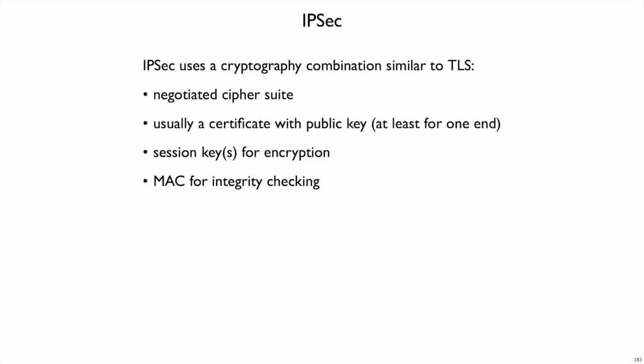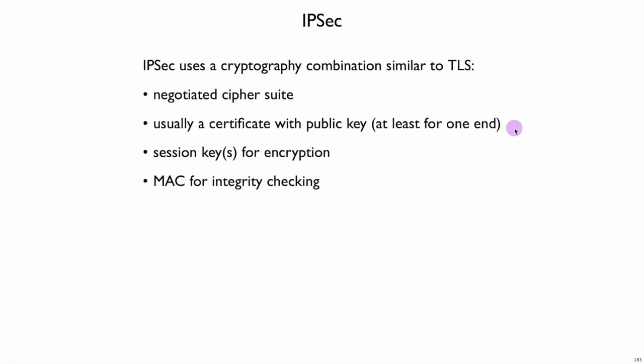IPSec needs to do all the same things that TLS did, just covering the full packet instead of only the message part of the packet. To do that, it uses the same techniques as TLS. It uses a negotiated cipher suite. There's usually some certificate involved with a public key, like when I connect to the university's VPN.